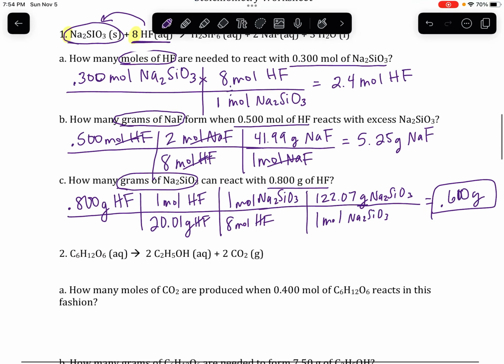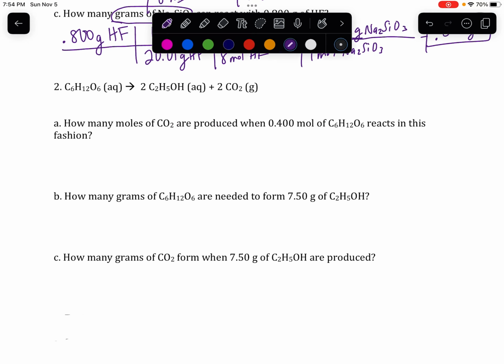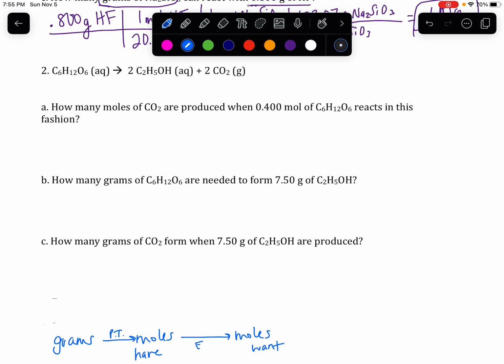So let's look at another one. I'm going to write the map really small, maybe down here on the bottom. We know that we can go from grams to moles using the periodic table, and this is always what we have. Then if we want to go to moles of what we want, this is where we're going to use our equation, our ratio. And then we can also go to grams if we need to using the periodic table.